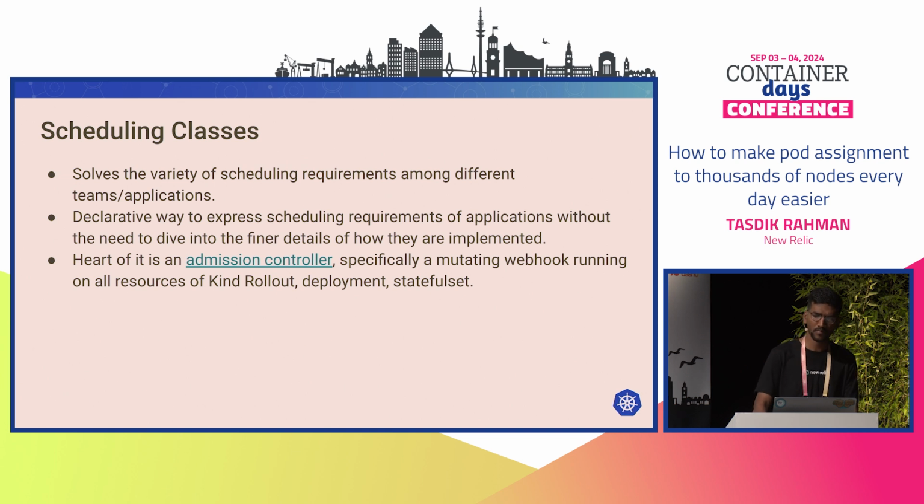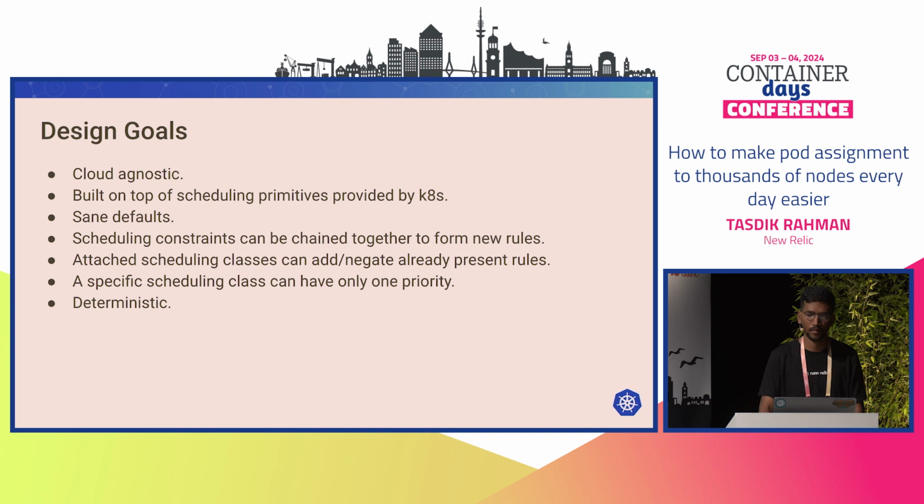It's a declarative way to express the scheduling requirements of applications, and users don't really need to dive deep into what's really happening inside. And at the heart of it, we are again building on top of the Kubernetes primitives. It's an admission controller, specifically a mutating webhook running on resources of different kinds, some of them being rollouts, deployments, and stateful sets. And what were our design goals for this?